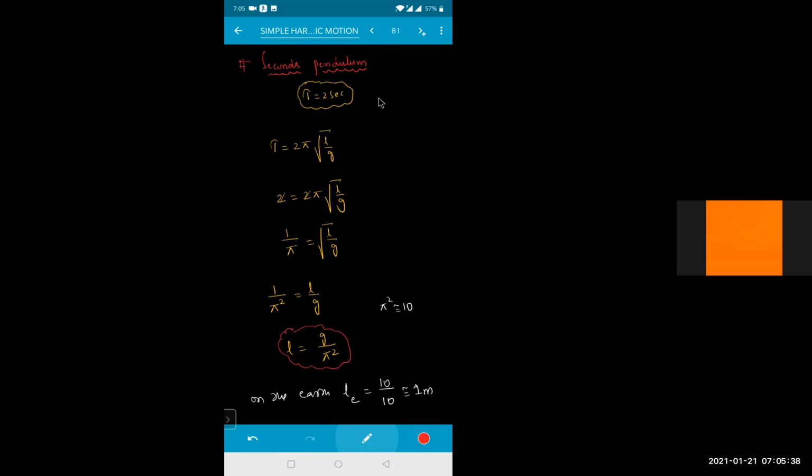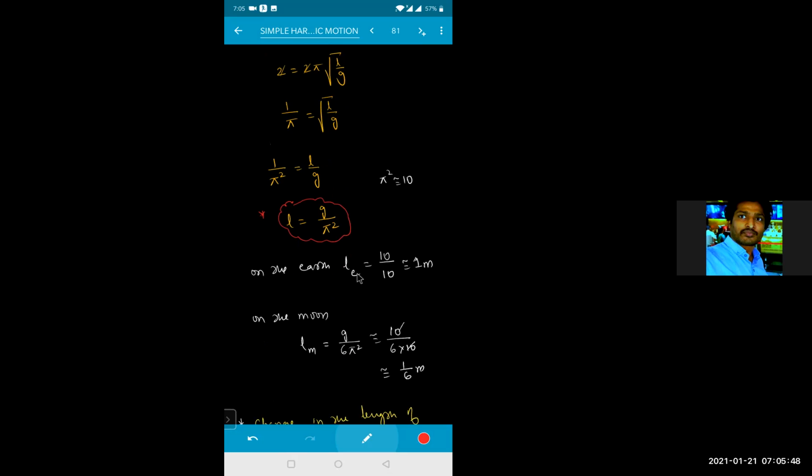So the length of the seconds pendulum is calculated by the formula L is equal to g by pi square. On the earth, g value is 10, so take it 10 by pi square. On the moon, gravity is g by 6, the gravity of the earth divided by 6. From that you can simplify the relation and write the answers for the given conditions. That was about the relations related to the time period of simple pendulums. Is it clear, beta? Yes, sir.